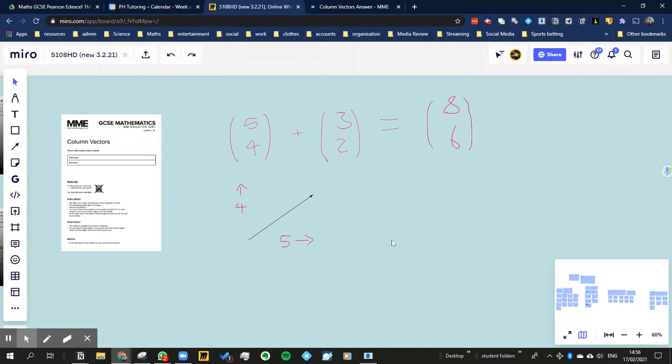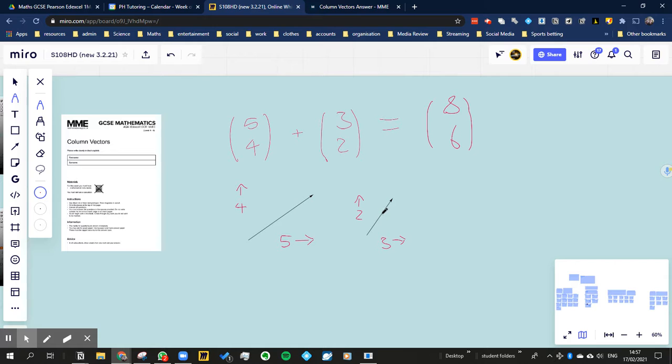Let's try that again. I don't want it to stick to the board. To do that, hold on to control while you're doing it. And so this is roughly 3 across and 2 up.